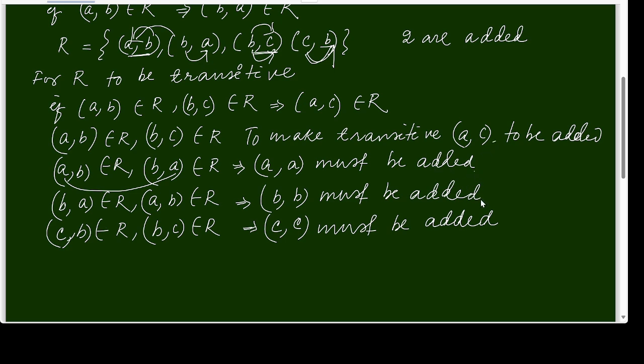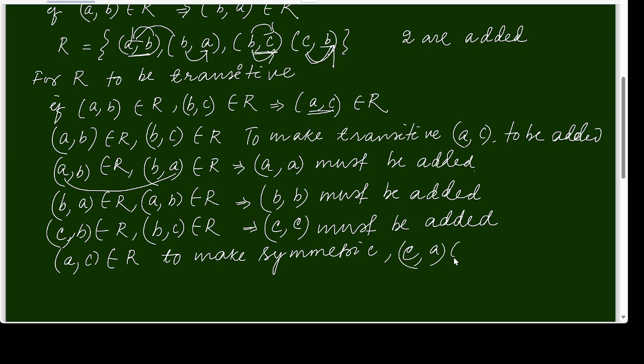So 1, 2, 3, 4. 4 I have added. Now let's see what is left. AC is there. Okay. When AC is added, I have to take CA also for making it symmetric. So when A comma C is in the relation, to make it symmetric, C comma A belongs to R, or it should be added.